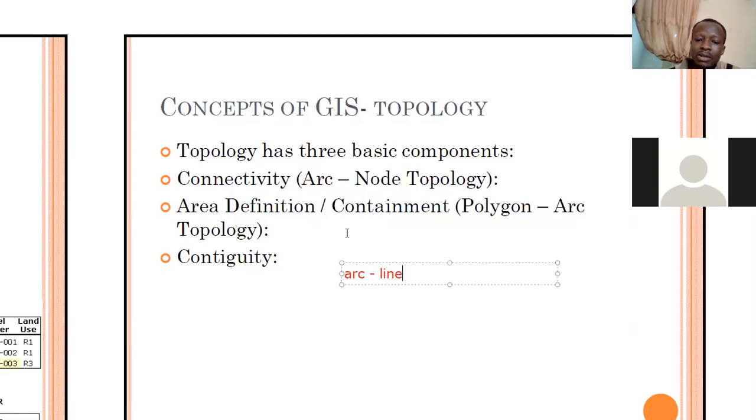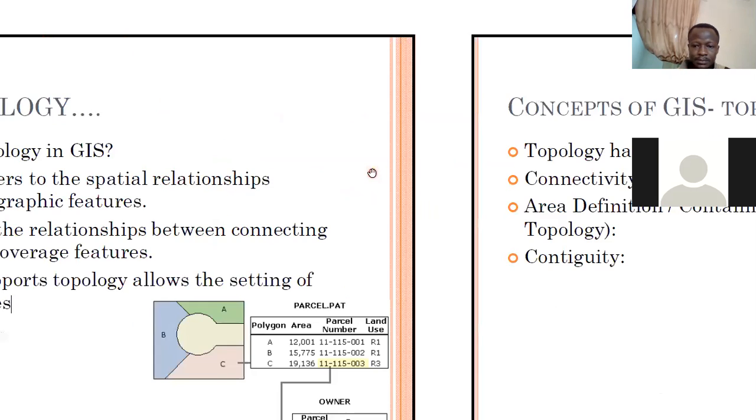Then we have the area definition. You can imagine that the area definition has something to do with the polygon. Another name for it is polygon arc topology. We find out that a polygon is made up of a couple of line segments that enclose it. So we talk about that. And then contiguity has to do with the direction of a line, the direction of an arc. So we are going to be talking about these three briefly.